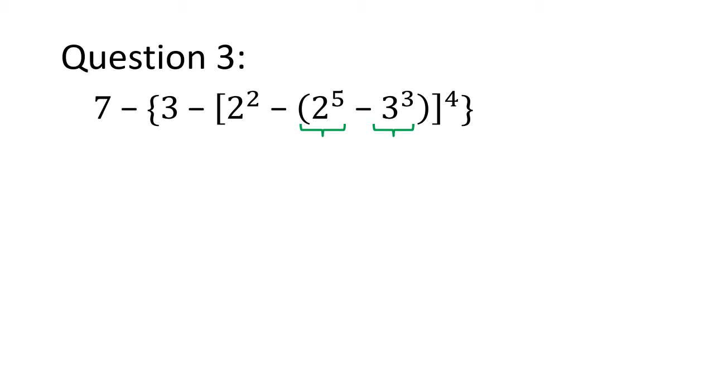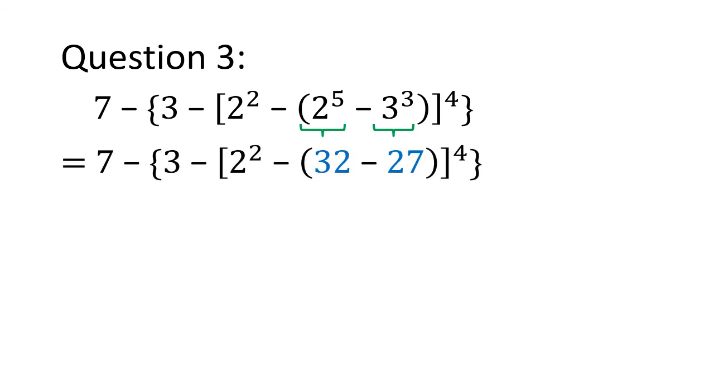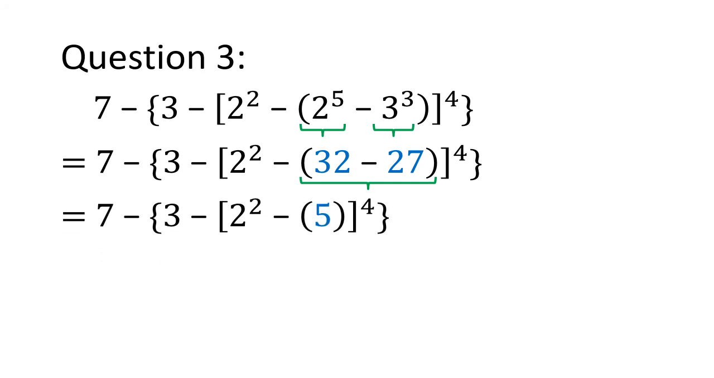So we have 7 minus brace, 3 minus bracket 2 squared minus parentheses 32 minus 27, brackets closed, to the power of 4 and then a brace. Now there's a subtraction, 32 minus 27, which is equal to 5. And we have 7 minus brace 3 minus bracket 2 squared minus parentheses 5, bracket closed, to the power of 4 and then a brace.